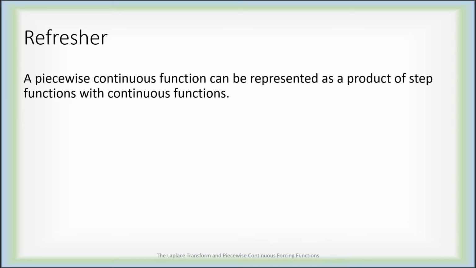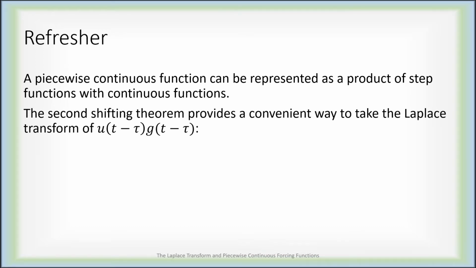Let's just refresh how step functions behave. A piecewise continuous function can be represented as a product of step functions with continuous functions. Then we had our second shifting theorem, which provided a convenient way to take a Laplace transform of functions of this form, a step function times a continuous function, provided that they have been translated by the same amount. Specifically, the Laplace transform of this product would just be an exponential e to the minus s tau times the Laplace transform of the unshifted g of t.